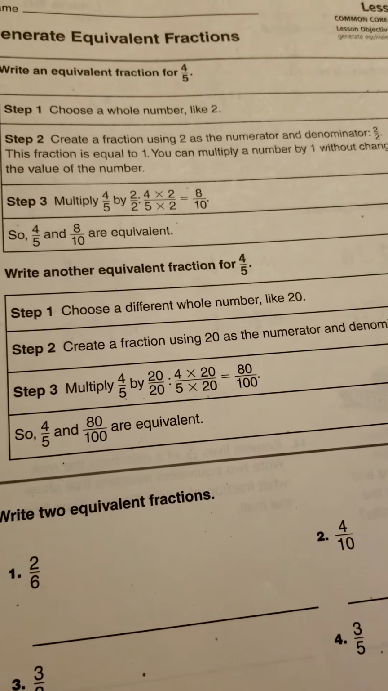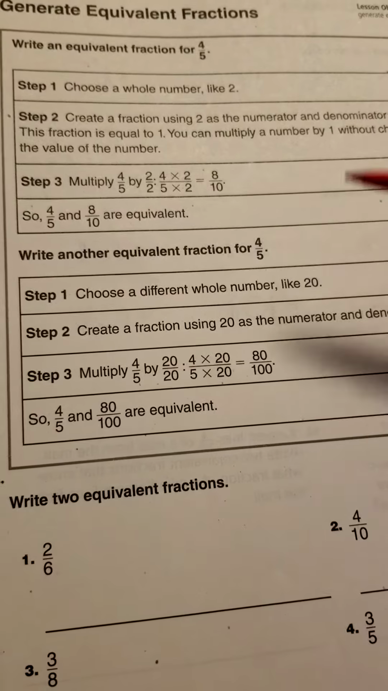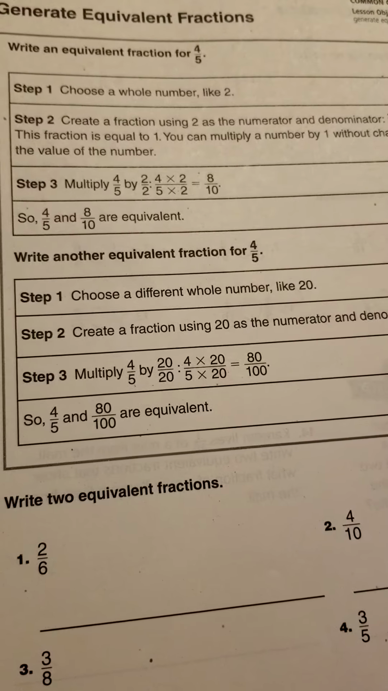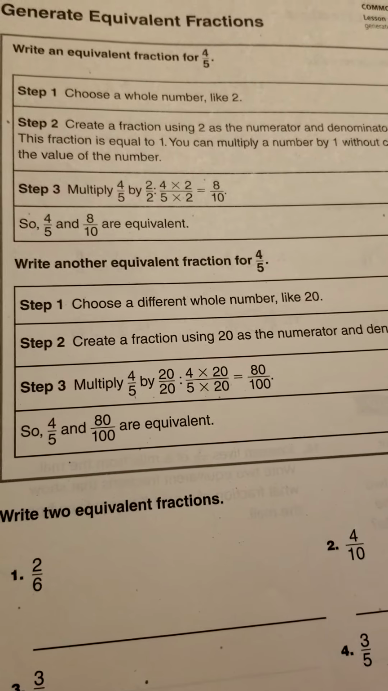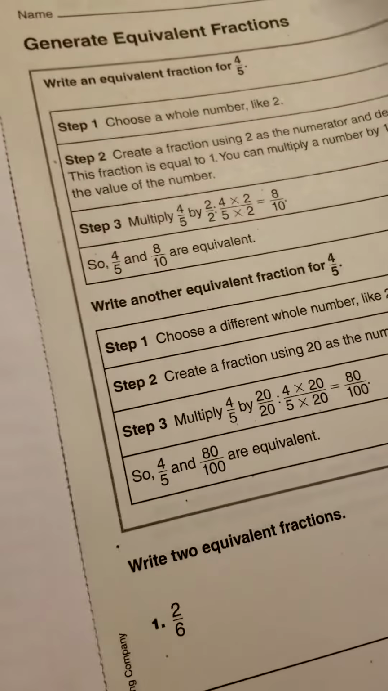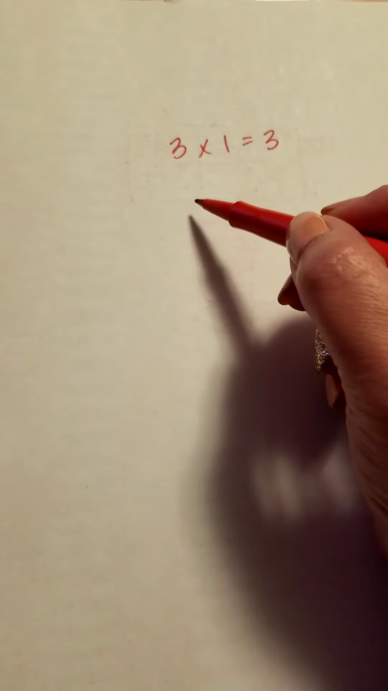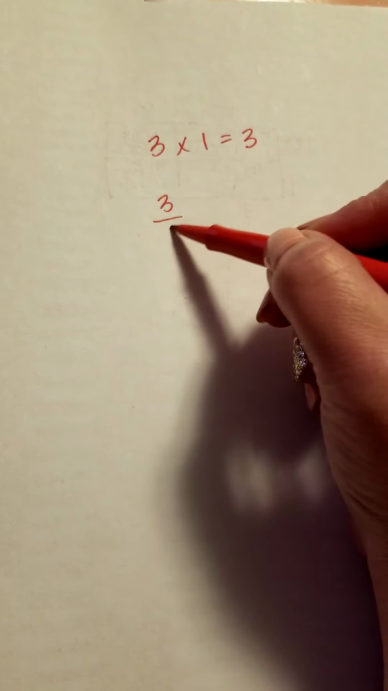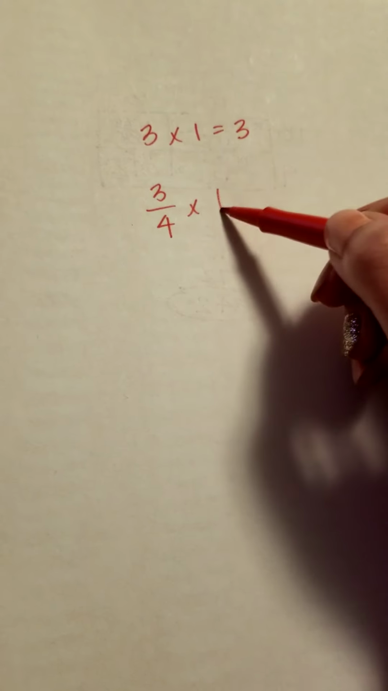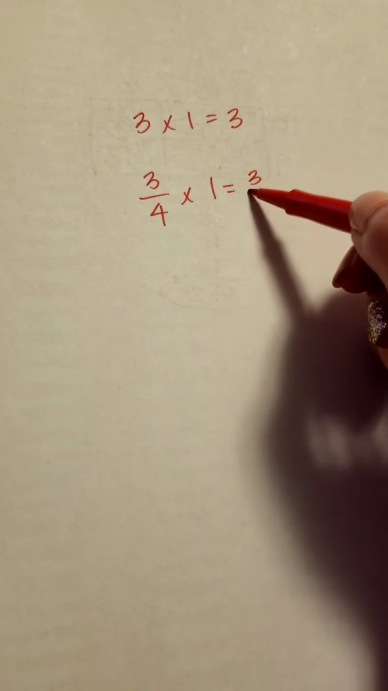I'm going to do a quick video on this equivalent fraction sheet. The kids know this as Mr. Sneaky 1. And the way we talk about Mr. Sneaky 1 is that if I take any number, say 3 times 1, I'm always going to get 3. So by that same token, 3/4 times 1 is always going to be 3/4.